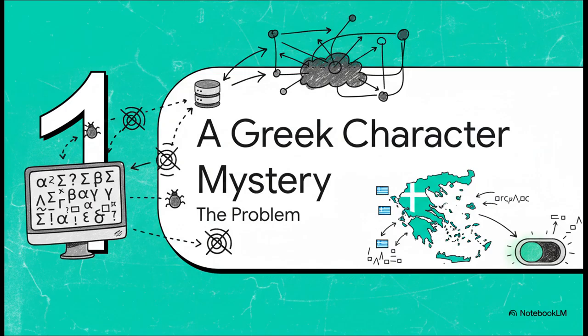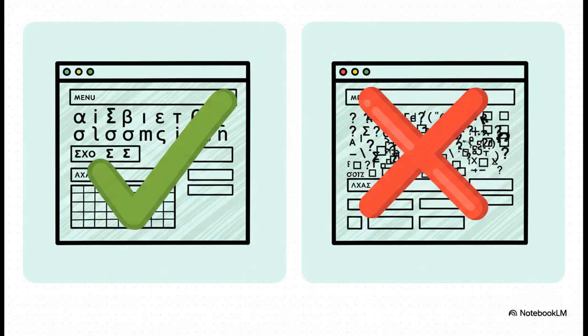Okay, so picture this. There's this accounting software company, and they are all set to launch in Greece. They've done the work, translated everything, they flipped the switch, and it's a total mess. Some of the Greek text looks perfect, but other parts are either corrupted or just blank. And that's where our mystery begins. And this is literally what the developers were staring at.